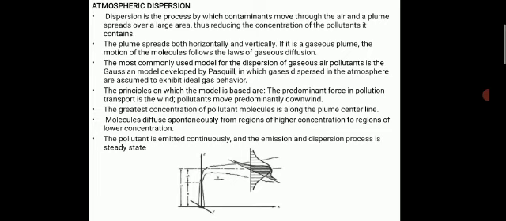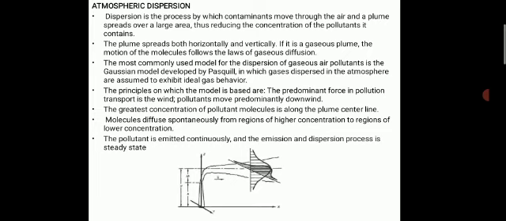The most commonly used model for the dispersion of gaseous air pollutants is the Gaussian model developed by Pasquill, in which gases dispersed in the atmosphere are assumed to exhibit ideal gas behavior. The figure represents the Gaussian model.